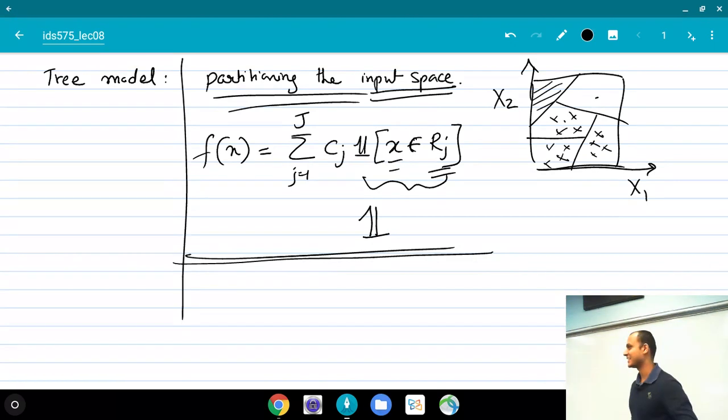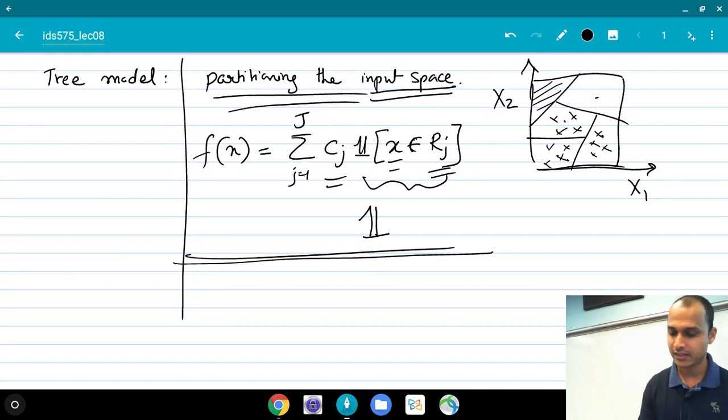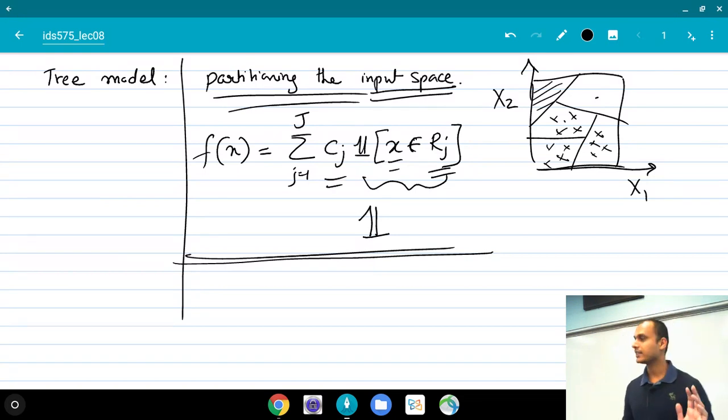We'll talk about tree methods in the next 5 minutes. This is the class of models. Every region, and in fact these regions are disjoint here, they don't overlap. And x will belong to some region or the other, and whichever region it belongs to, just output that value. That prediction is going to be cj. cj is just a number for each region.